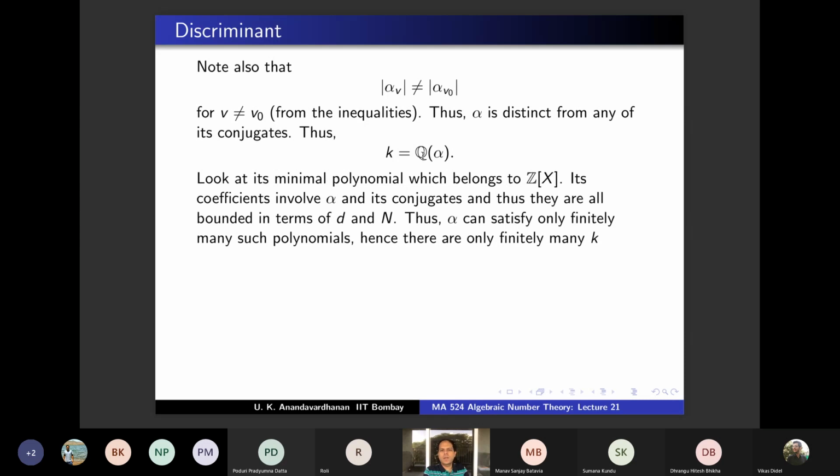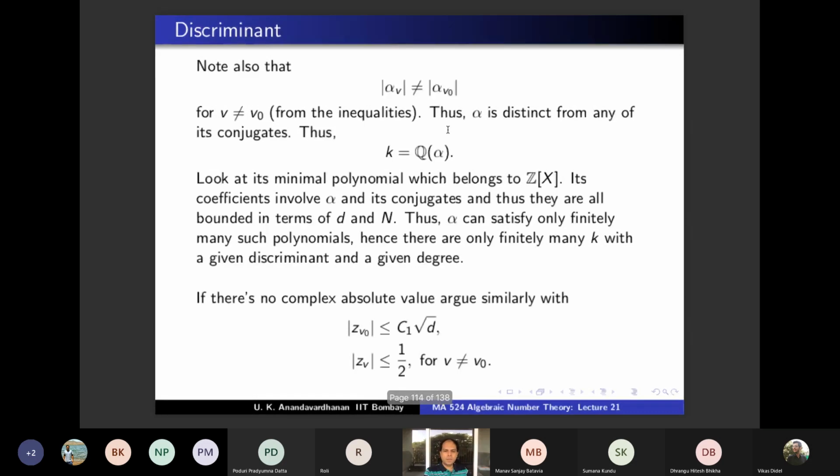Therefore, there are only finitely many such K possible, because K is Q(alpha). Q(alpha) over Q, as alpha varies, will give you all such number fields with degree bounded by n and discriminant the given d. Okay, so there are only finitely many K with a given discriminant and a given degree.